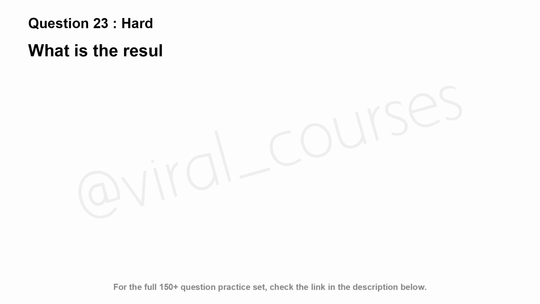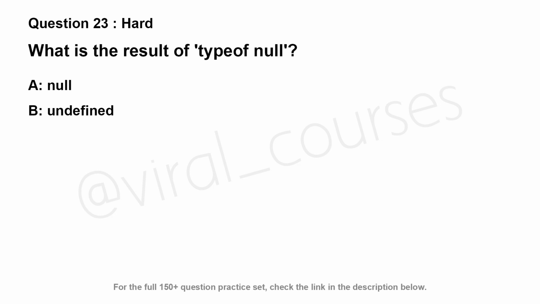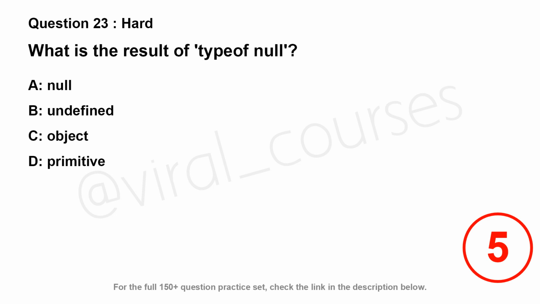What is the result of typeof null? Option A, null. Option B, undefined. Option C, object. Option D, primitive.